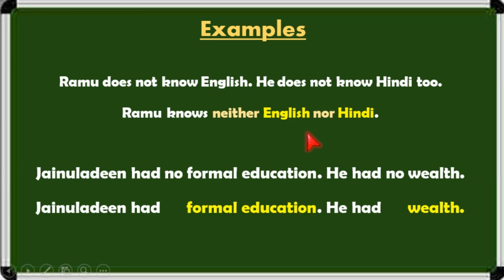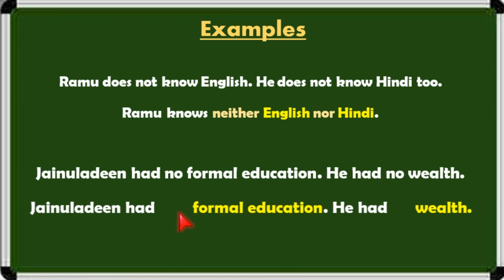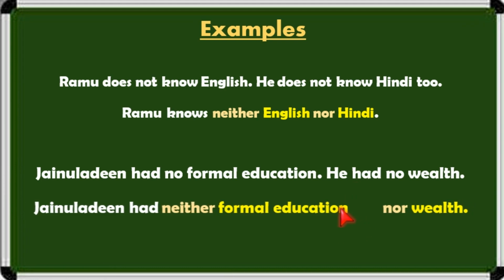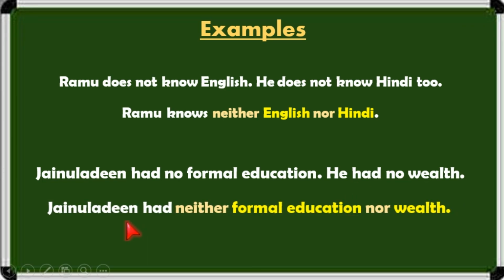Then write neither just before the first identified word formal education. Then the related words nor just before the second identified word wealth. Then remove one set of similar words or same words. So we have to remove this one. Okay, now we got answer. Jainulabdin had neither formal education nor wealth. I hope you are able to join sentences using neither nor.